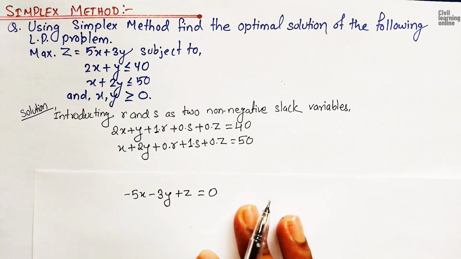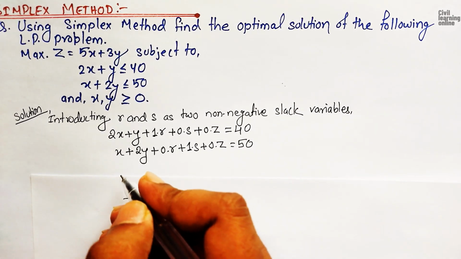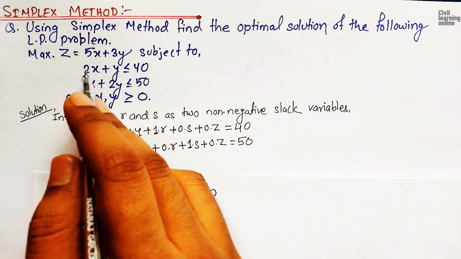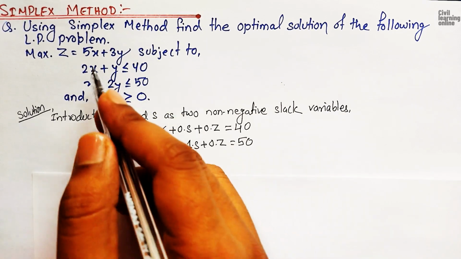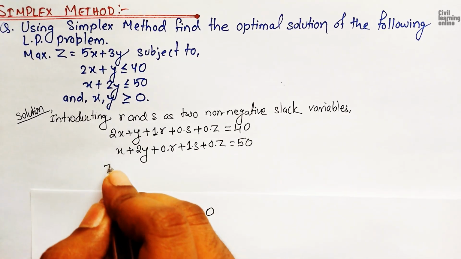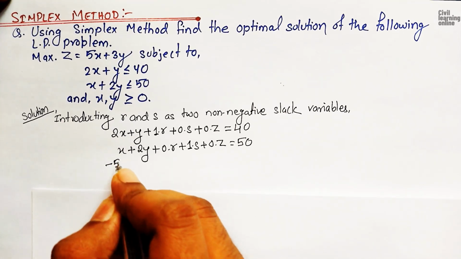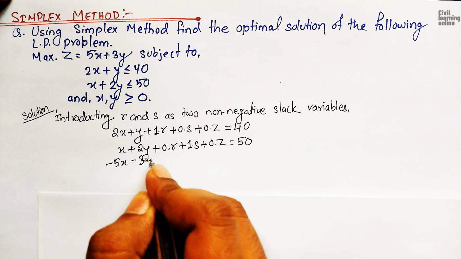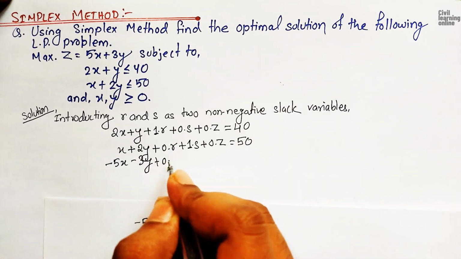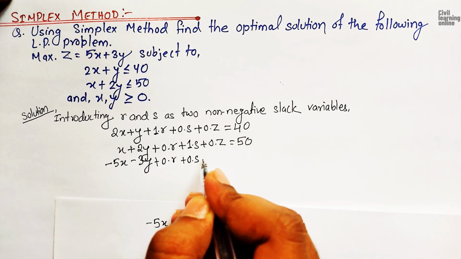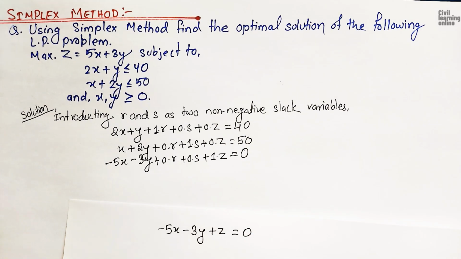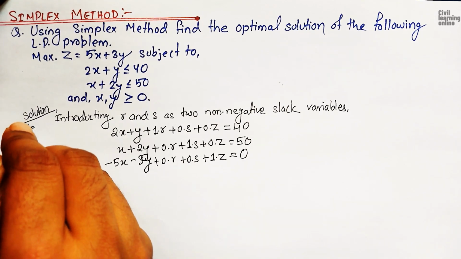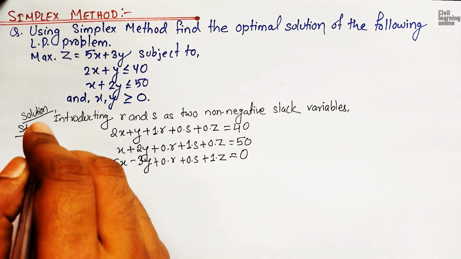So we are going to rewrite it as, same procedure is for any question which you are solving by the simplex method. The objective function elements are brought to the other side, means they are written in negative form. So we have here minus 5x minus 3y plus 0 times r plus 0 times s plus 1 times z equals to 0. This was our step 1. Now we will move to step 2.